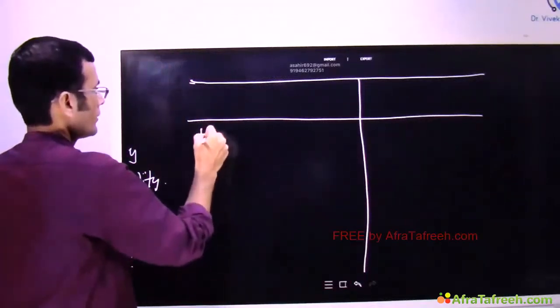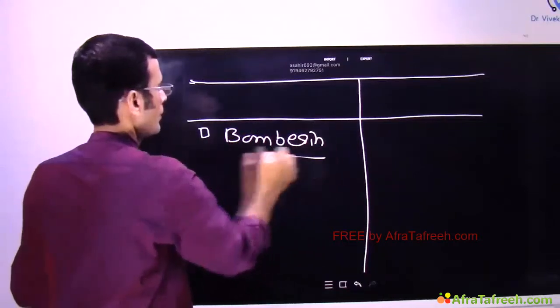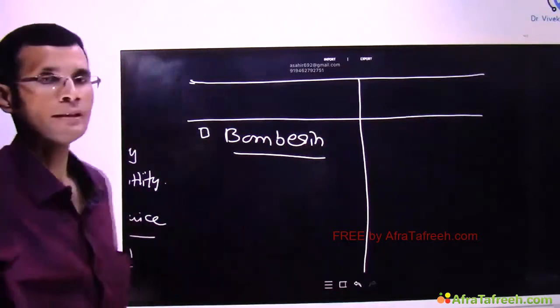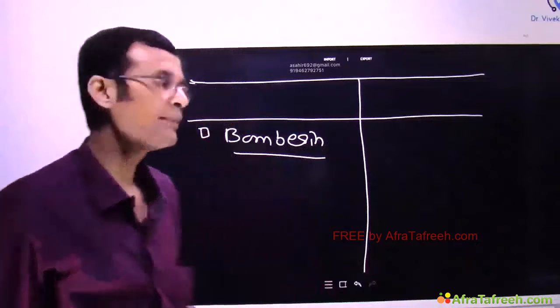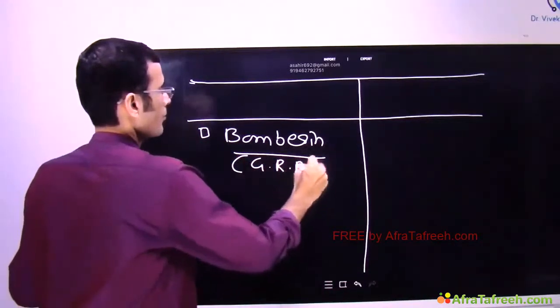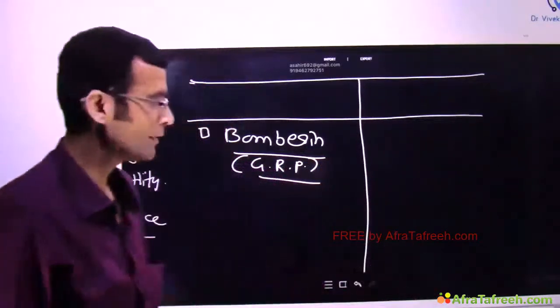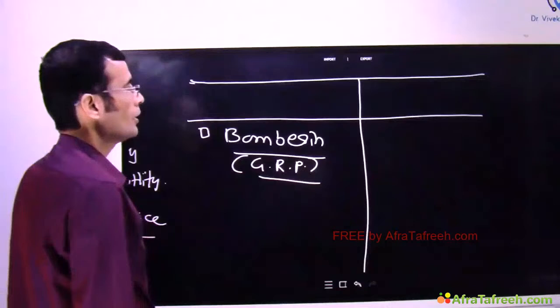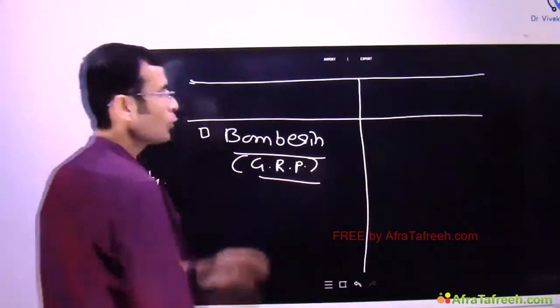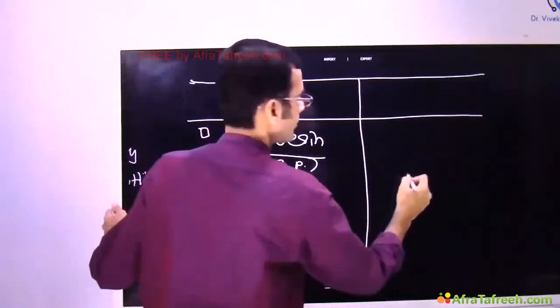For instance, bombesin. Bombesin is also called GRP, gastrin releasing peptide. The bombesin is gastrin releasing peptide. This is a neuropeptide. Let's just show it with a diagram here.